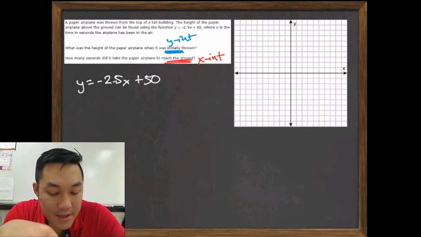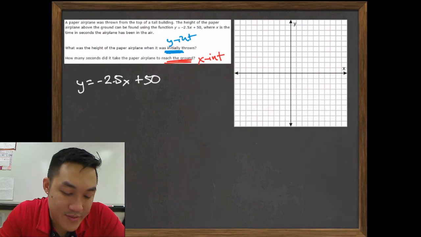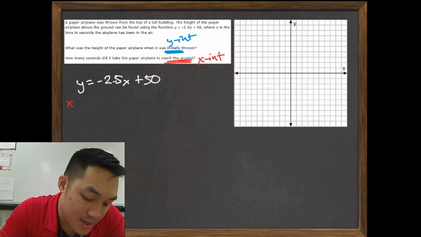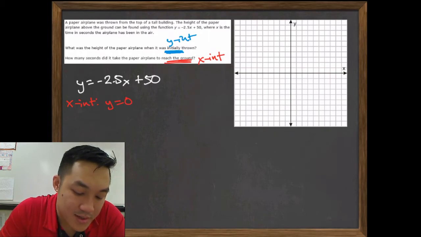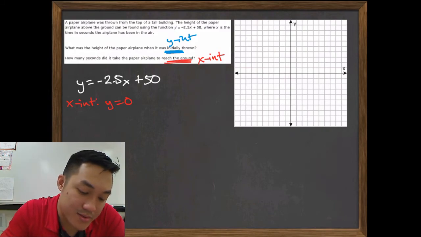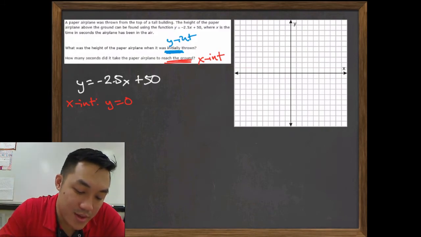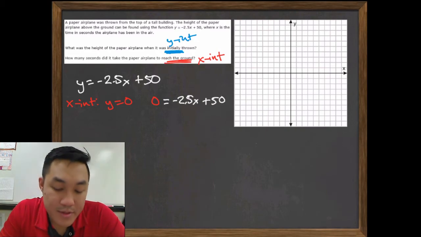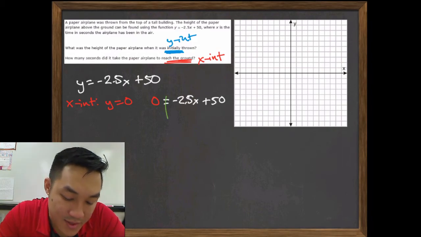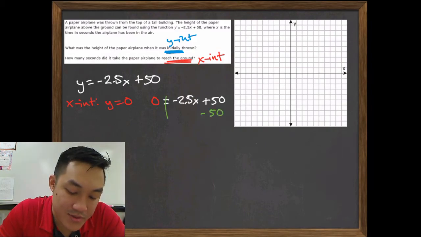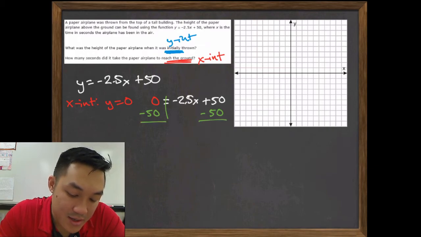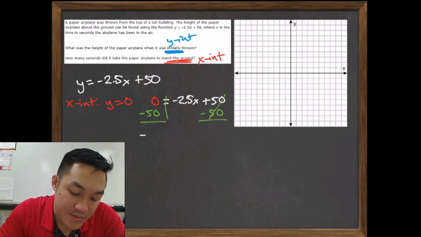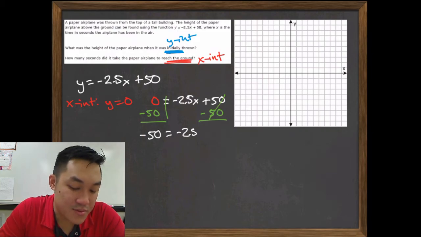So again, let's start with the x-intercept. If I want to find the x-intercept, that means when y is equal to 0. So I'm going to replace the y with the 0, write the rest of the equation, and just solve for x. Notice the 0 over there, so I've got to subtract 50 from both sides. That cancels. This gives me negative 50 equals negative 2.5x.